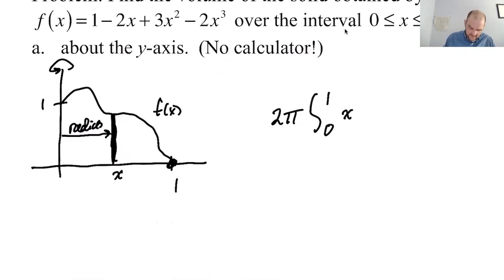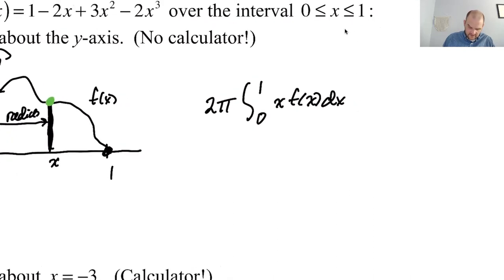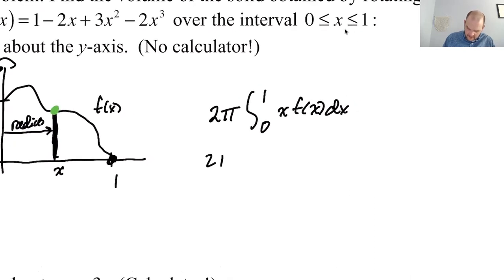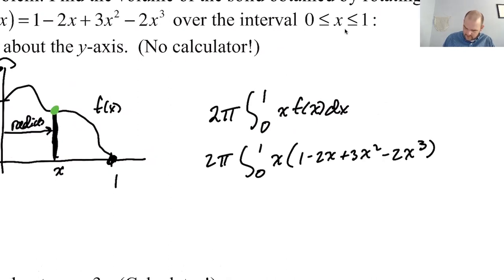And then the height of this thing is going to be, maybe remember that you have colors available, whatever f of x is. So we're going to multiply by f of x, and then dx. And then this says not to use a calculator, and that's really unfortunate. So 2 pi, 0 to 1, x times 1 minus 2x, this is going to be terrible, plus 3x squared minus 2x cubed.